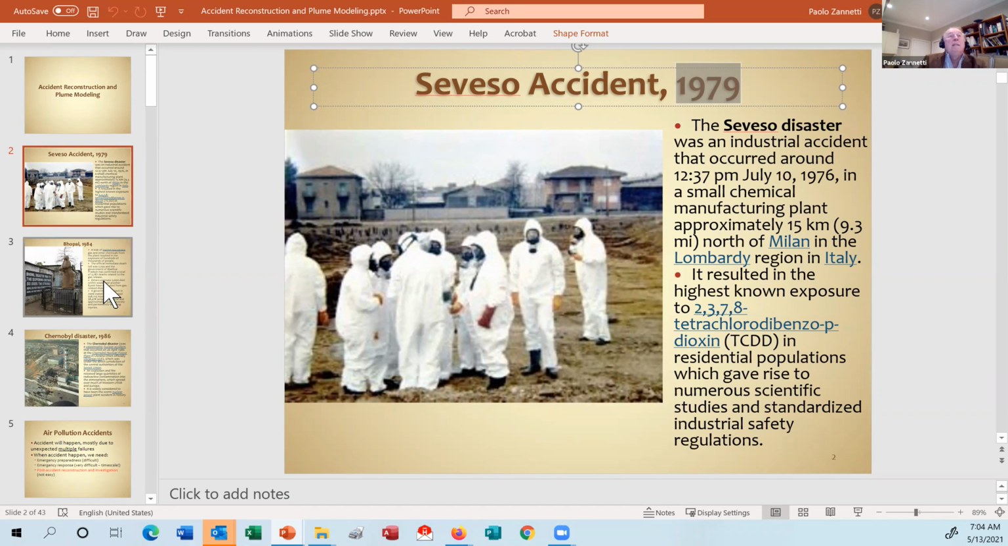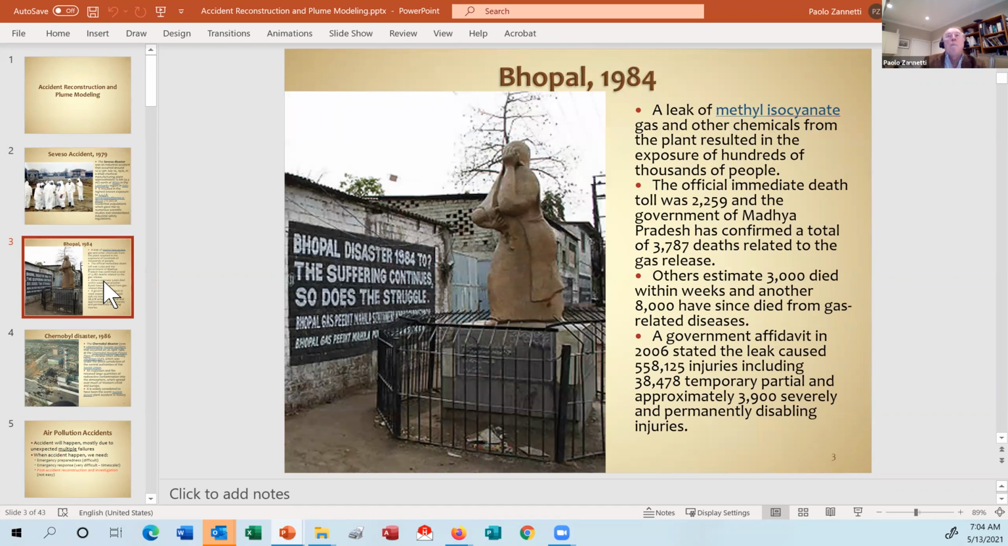Another big accident is the second one, the Bhopal, which I isolated. One of my publications deals with the plume simulation of the Bhopal accident in India. It was a terrible accident for the number of deaths, and it was a very unusual meteorological situation. It was a leak of methyl isocyanate, very deadly, and the meteorological conditions were the worst possible imaginable condition that you can have.